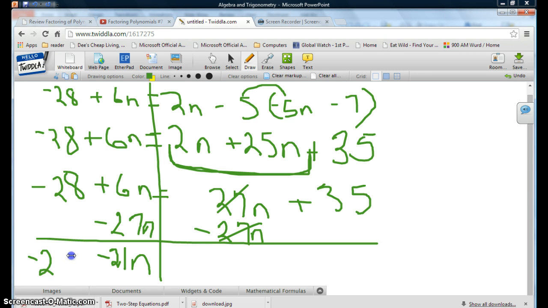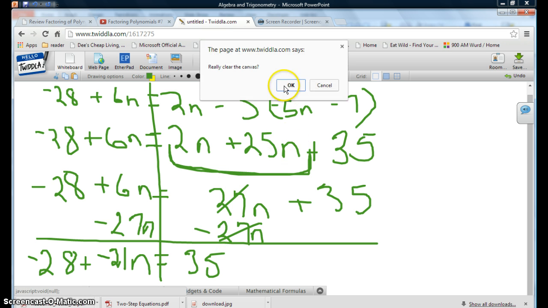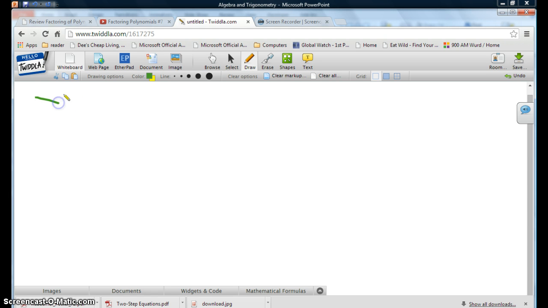This is minus 28 plus minus 21n. This canceled out. I need the equals 35. And I need to rewrite this because this is getting a little long. So clear the board. I'm going to rewrite it. Minus 28 plus a minus 21n equals 35.